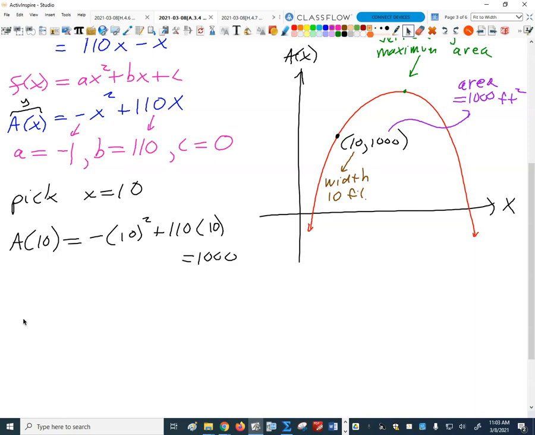If h equals negative b over 2a, well, b is 110, so negative b is negative 110. a is negative 1, so 2a is negative 2, so h is negative 110 divided by negative 2. Negative over negative is positive, and half of 110 is 55, right? So we know that the x-coordinate of the vertex is 55.